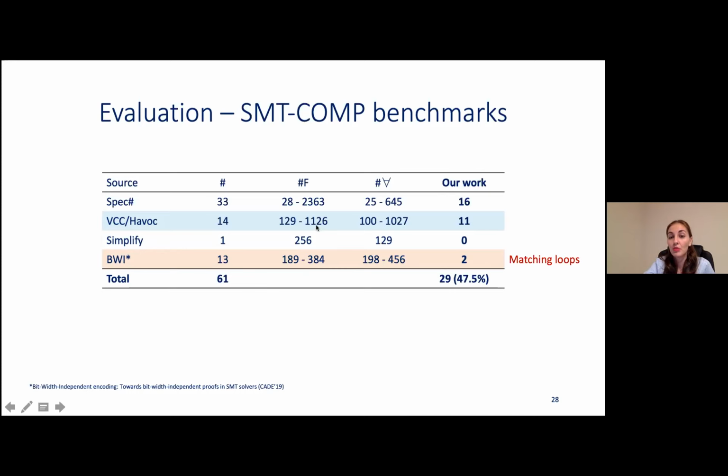These are benchmarks that are quite large, up to 1,000 formulas and quantifiers. And we see a worse performance for the bit width independent encoding. We manually looked at these examples, and what we observed is that the triggering terms that we synthesize actually trigger matching loops. And this is a known performance issue of the E-matching-based algorithm.